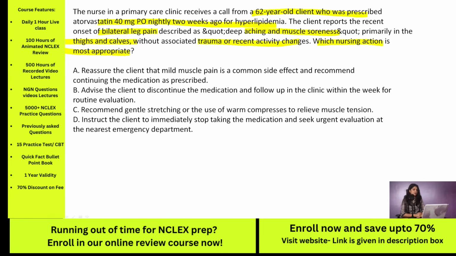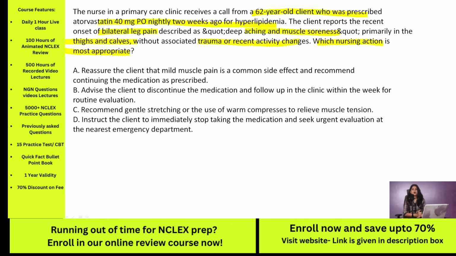Option A, reassure the client that mild muscle pain is a common side effect and recommend continuing the medication as prescribed. Option B, advise the client to discontinue the medication and follow up in the clinic within the week for routine evaluation. Option C, recommend gentle stretching or the use of warm compresses to relieve muscle tension. Option D, instruct the client to immediately stop taking the medication and seek urgent evaluation at the nearest emergency department. Now let's analyze the safest and most clinically appropriate course of action.